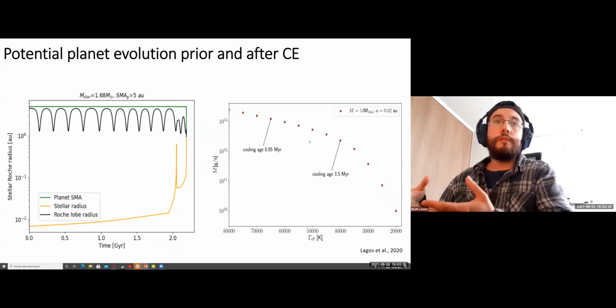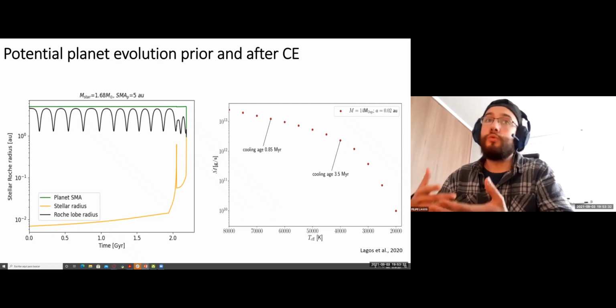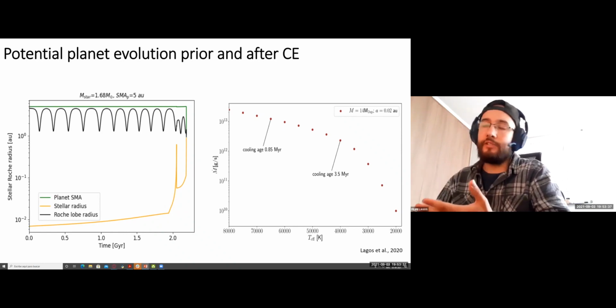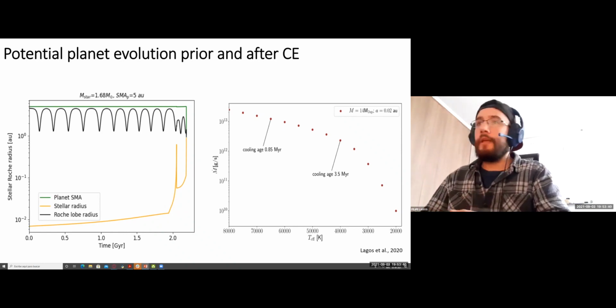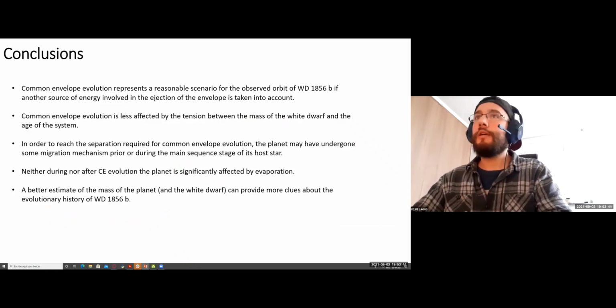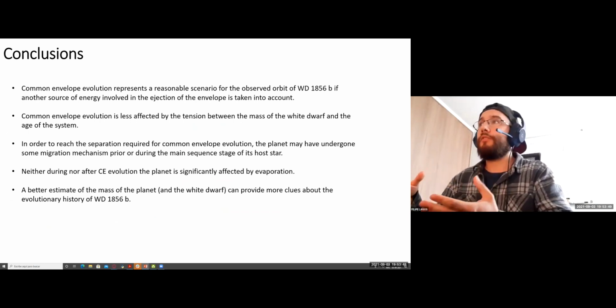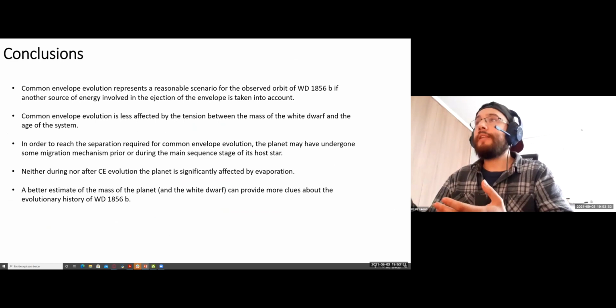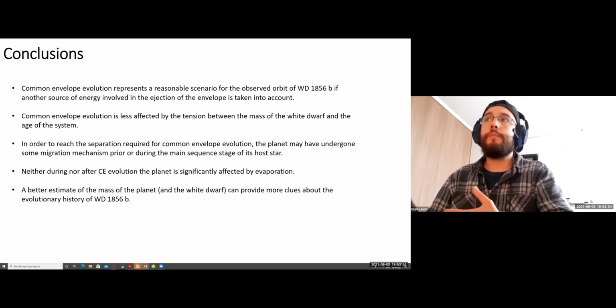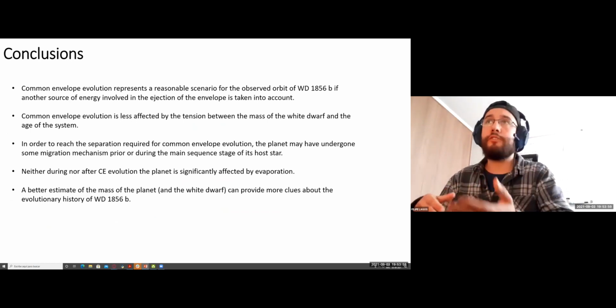We also found that the planet would not be evaporated during the common envelope, and that the mass loss rate of the planet due to extreme UV radiation produced by the white dwarf immediately after the envelope ejection is negligible. So, as final conclusions, the most important is that common envelope evolution represents a reasonable scenario for the observed orbit of the planet candidate if another source of energy involving the ejection of the envelope is taken into account. In this particular case, we use recombination energy.